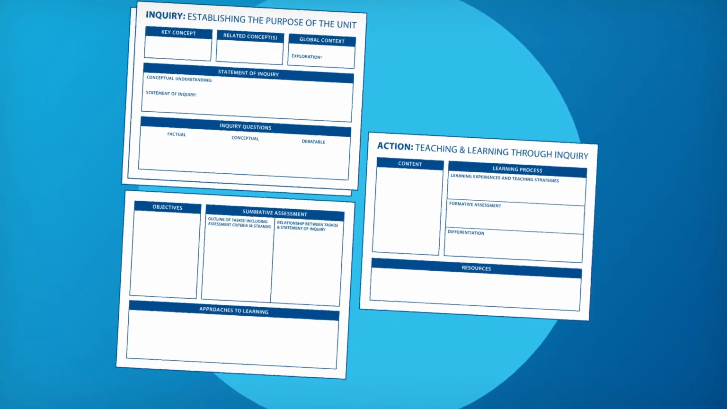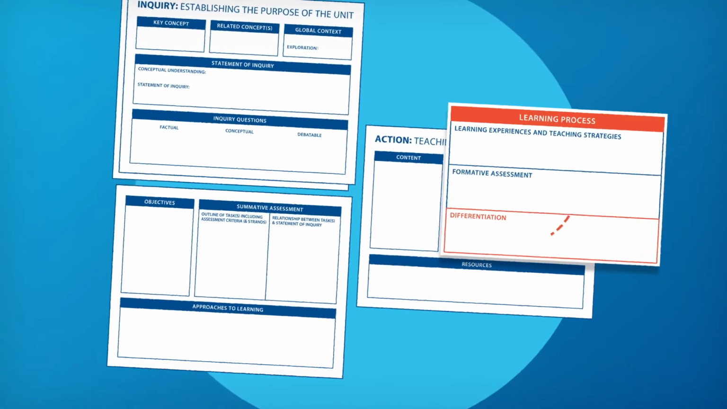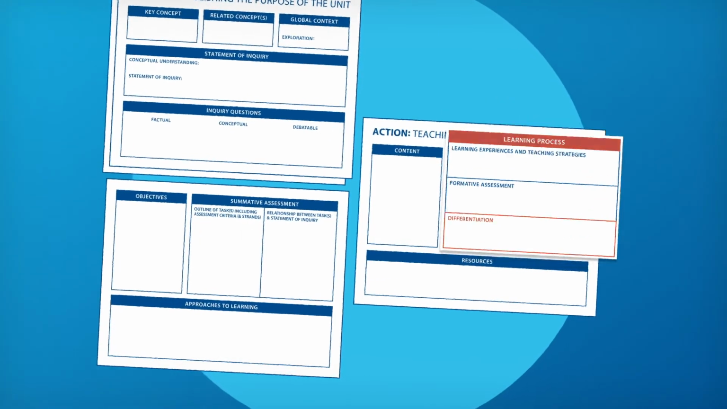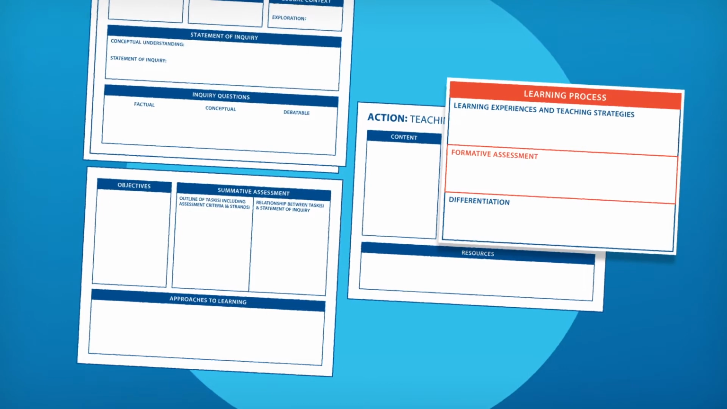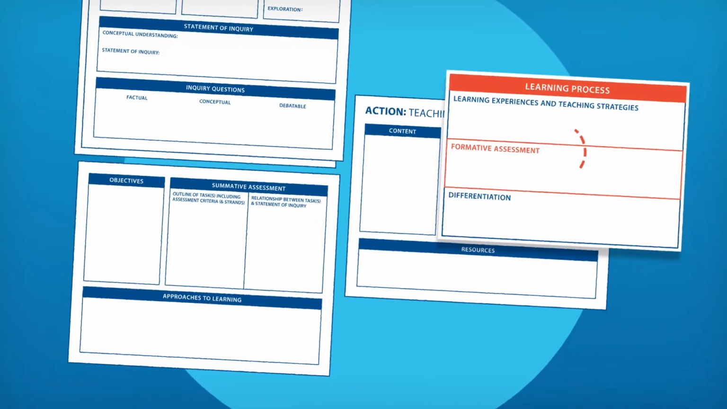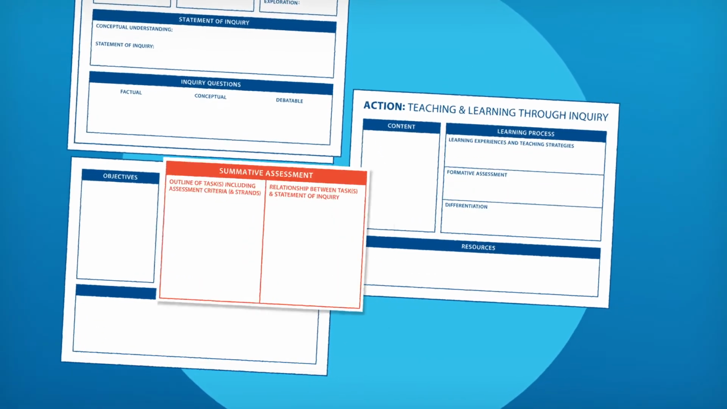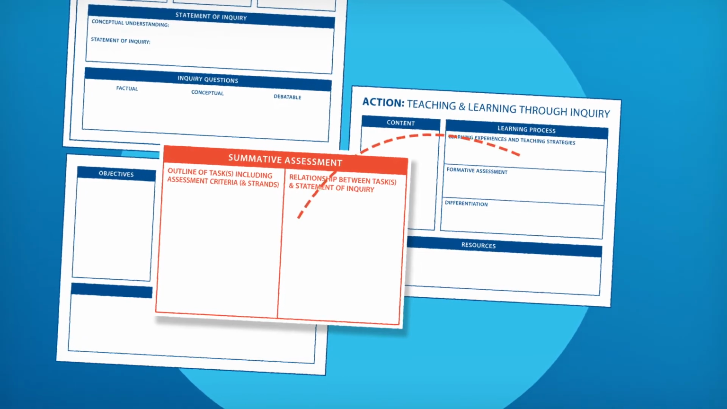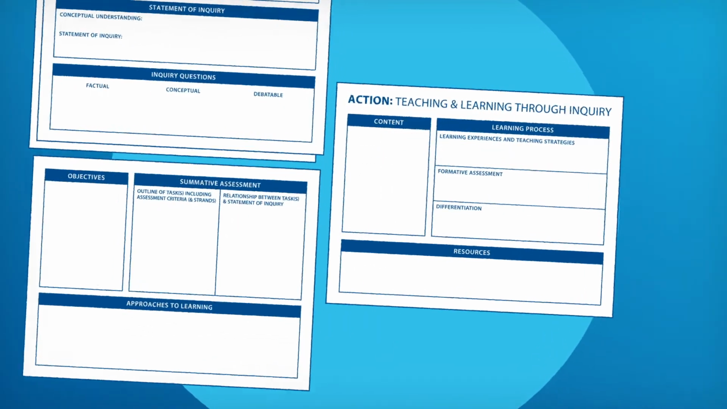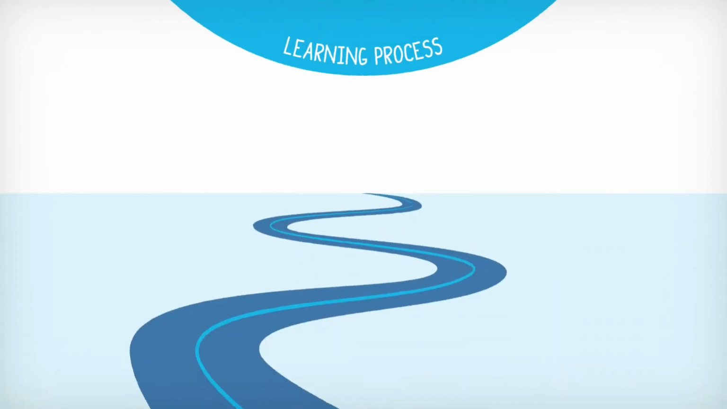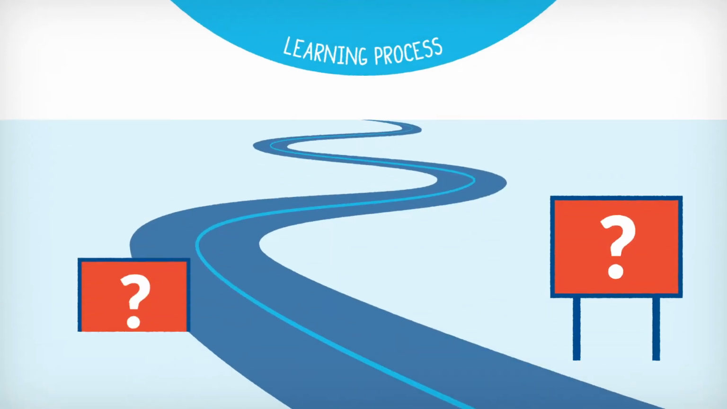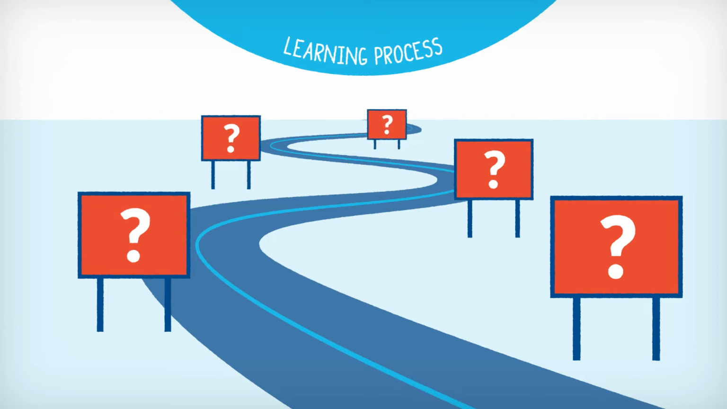It is also helpful to indicate when differentiation is provided. The unit's resources are used. Formal and informal formative feedback and assessments occur. And the unit's summative assessment occurs or is developed. The description of the learning process should identify a variety of inquiry-based, engaging, and developmentally appropriate learning experiences.